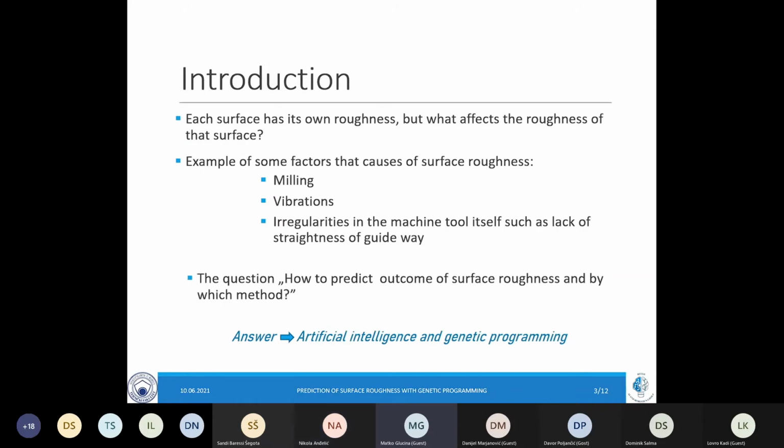First, we will start with a short introduction. Each surface has its roughness, but what affects the roughness of that surface? Milling, vibrations, irregularities, machine tools itself, etc. can affect surface roughness itself.